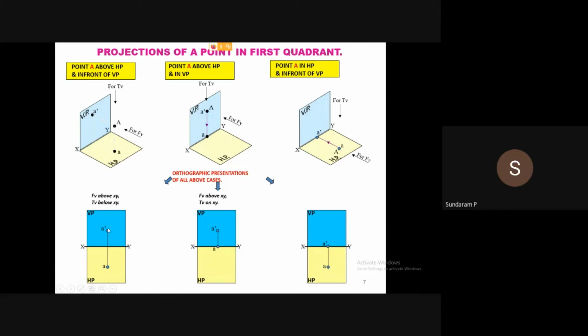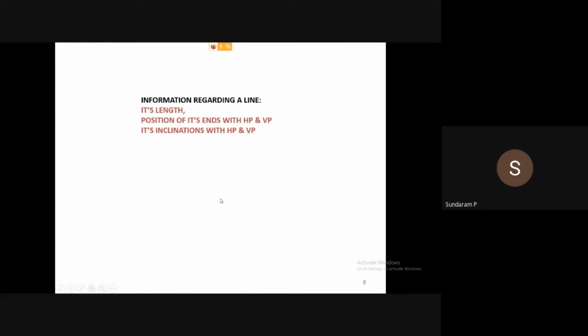Similarly for all quadrants, when we use the terms in or on HP for any object, don't get confused.